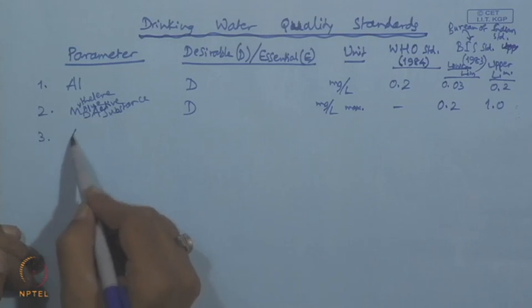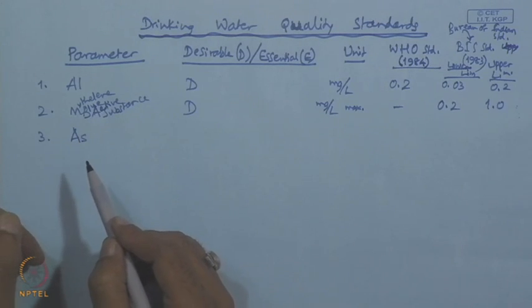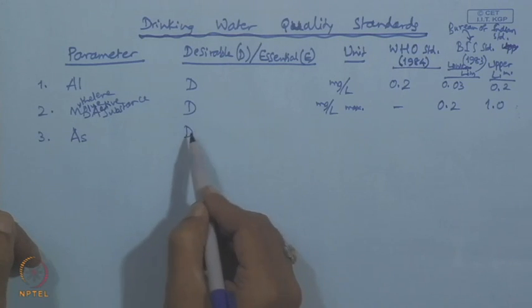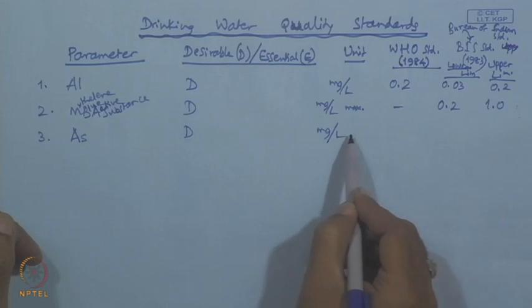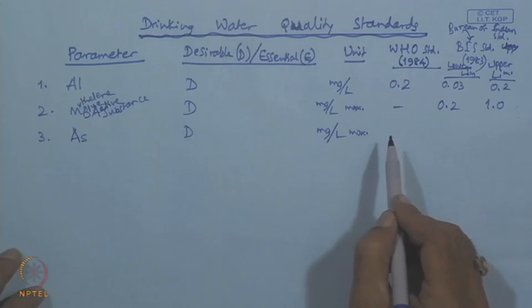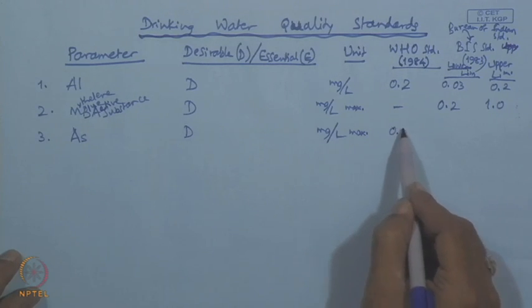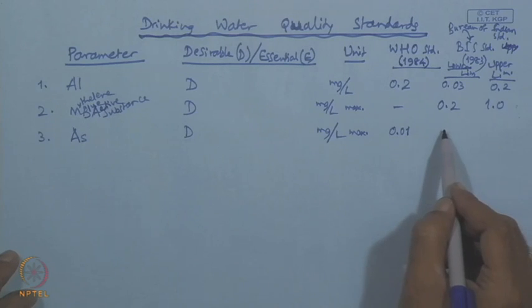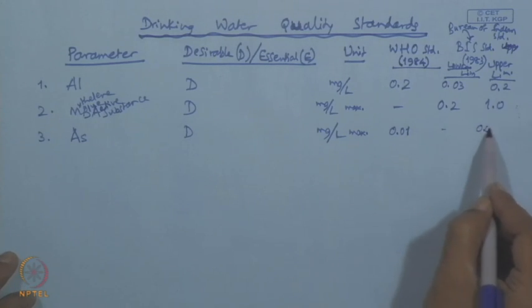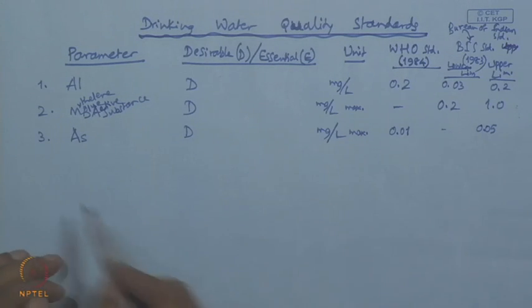Next is arsenic, which is a toxic substance. It has also been listed as desirable, and the unit is mg per liter maximum. Again, for arsenic, even the maximum concentration should not exceed 0.01 milligram per liter. And here, this is 0.05 milligram per liter, that is the upper limit.